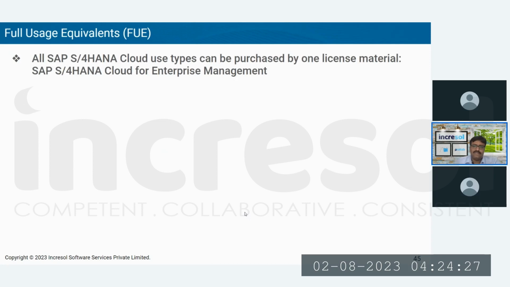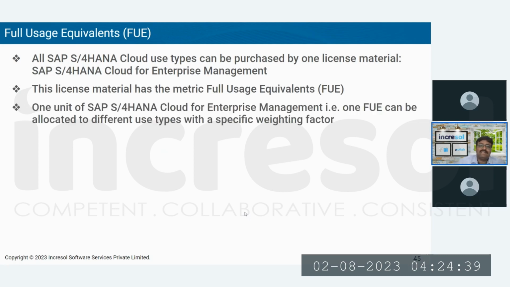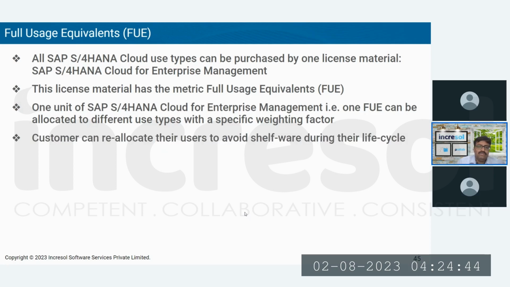Full usage equivalent is as good as a full power user, like a professional user license, we can say. And it has some conversion metrics, which I will show you in the next slide. The advantage is that if you have worker users, 5 worker users come under one FUE measure. So you can switch the users easily from one category to another category.